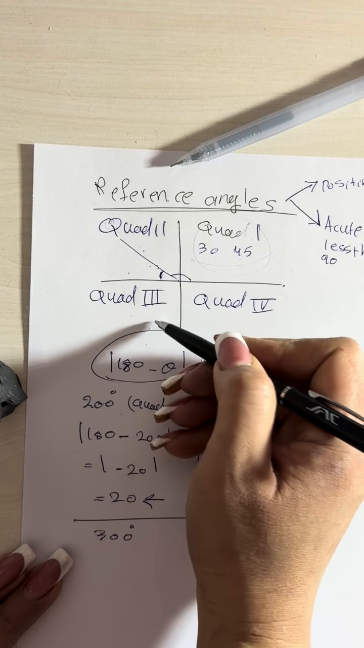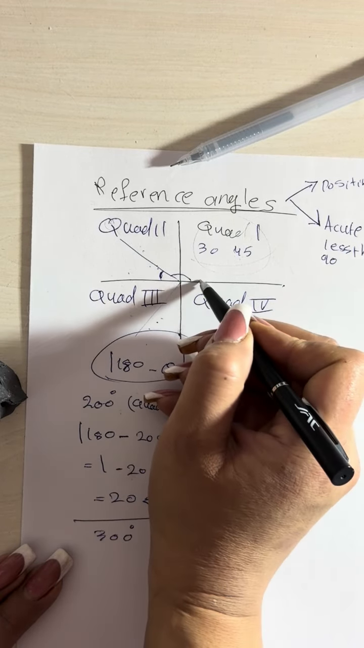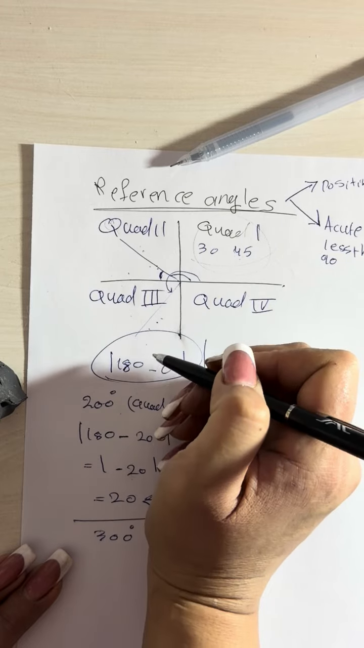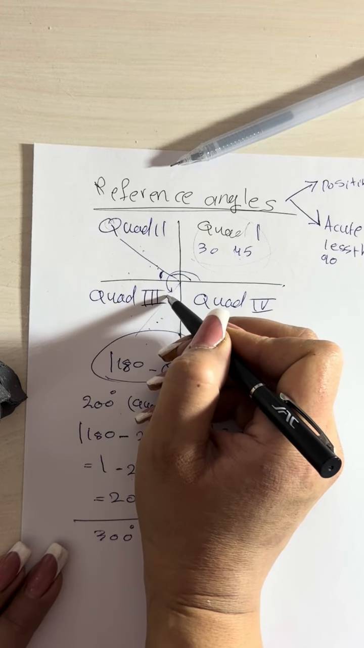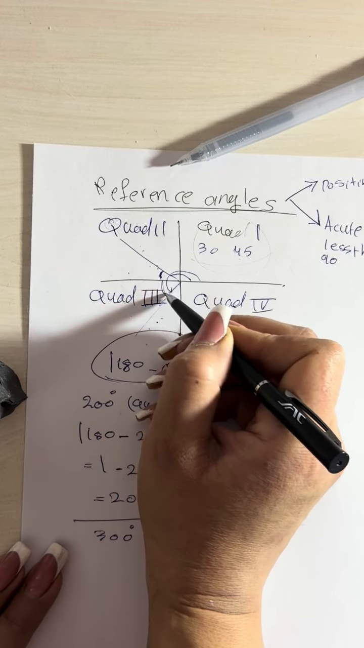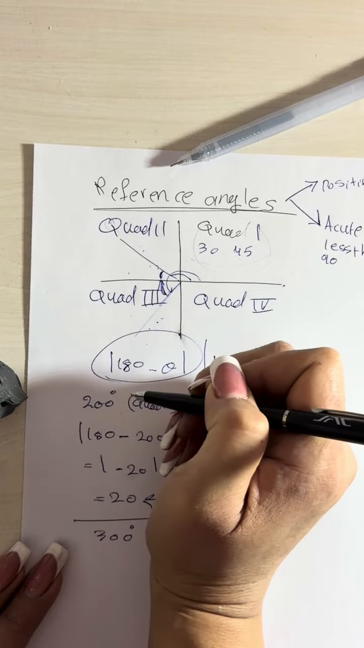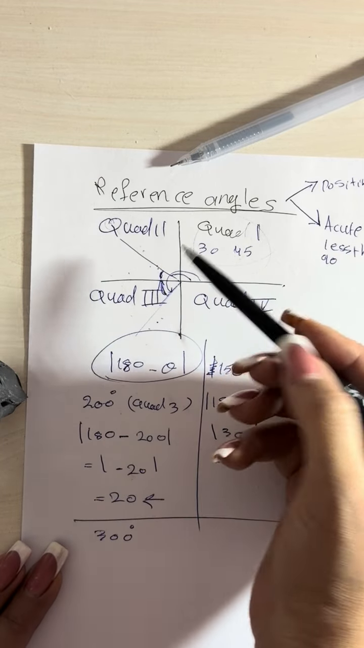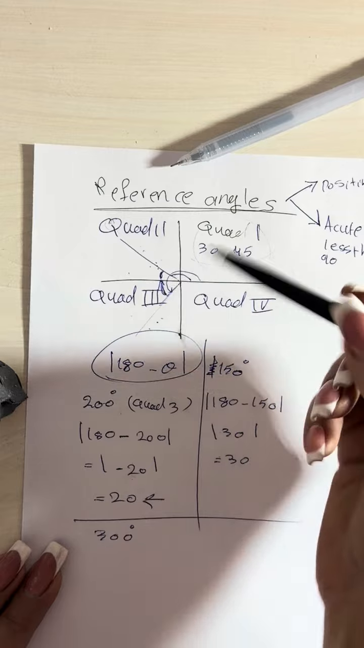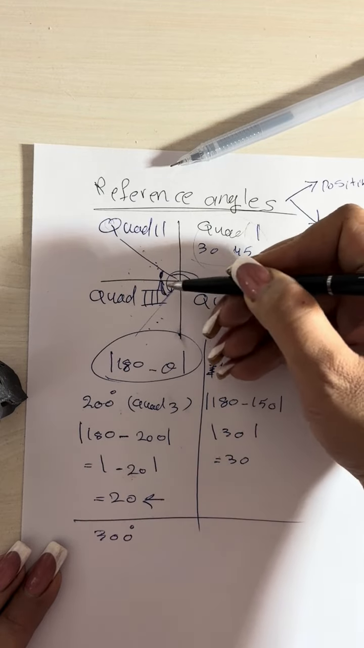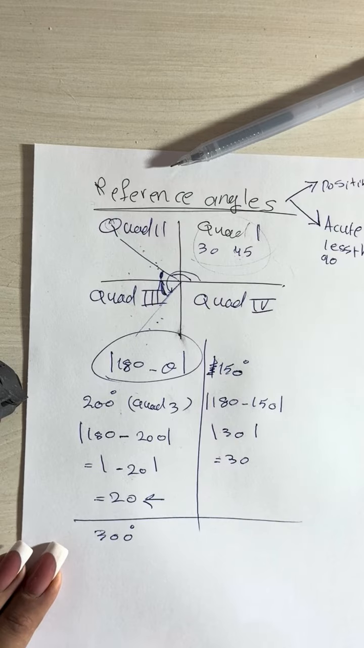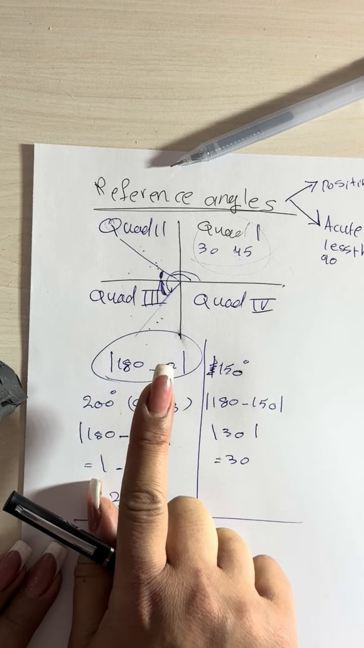What if I had an angle there? For example, this. Look. Now this angle is that much far from 180. So that means if the angle is in the second or third quadrant, it's going to be a little bit far from 180. That's why I am using this formula.